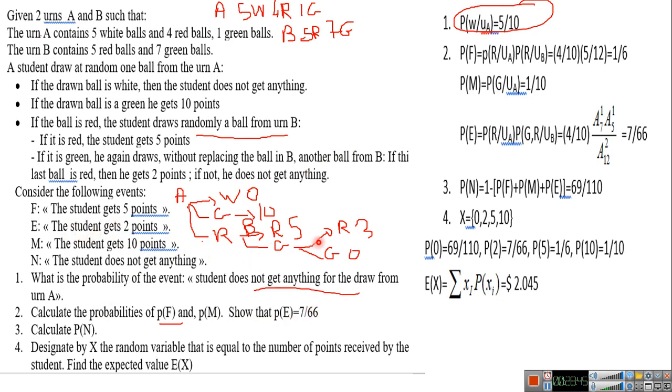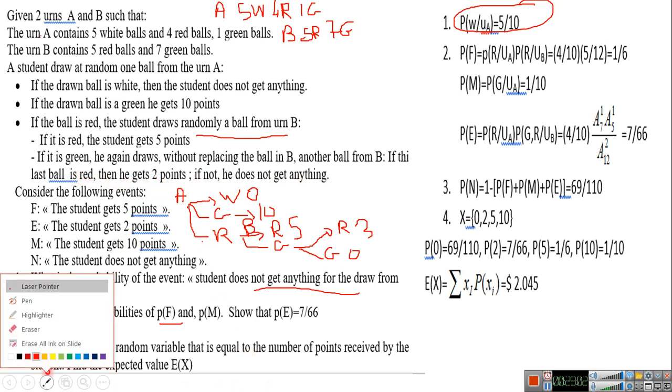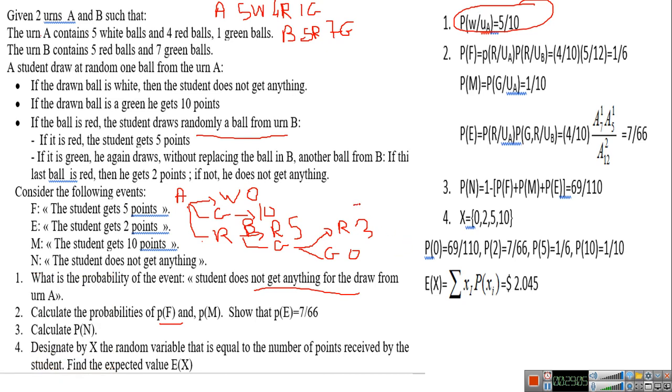The student gets 2 points. So 2 points, where is the 2 points? The student gets 2 points. There is something, 2 points we didn't write. Let me see. If it's red, he gets 2 points. So here the mistake. So here you must have, we don't have a 3, it's 2.